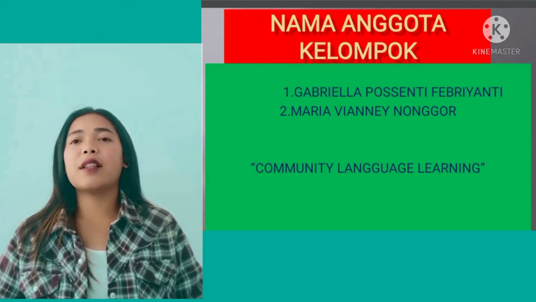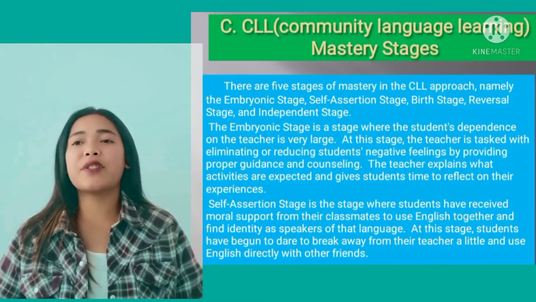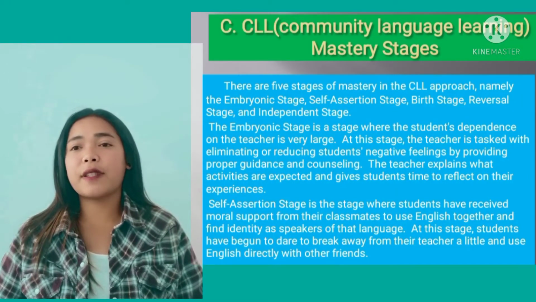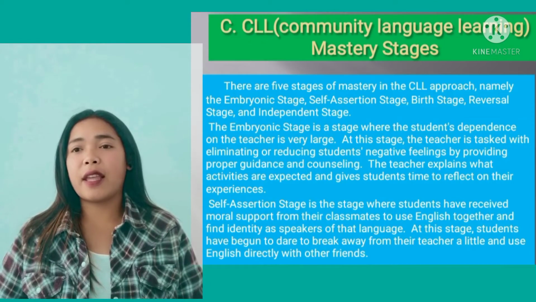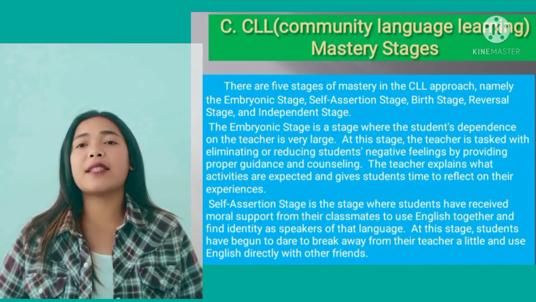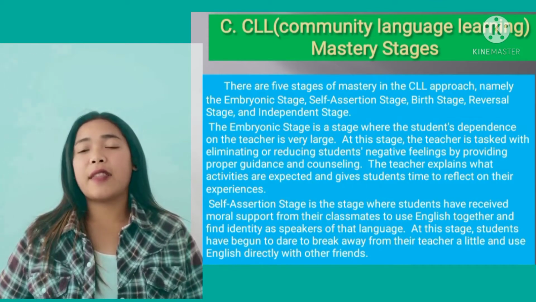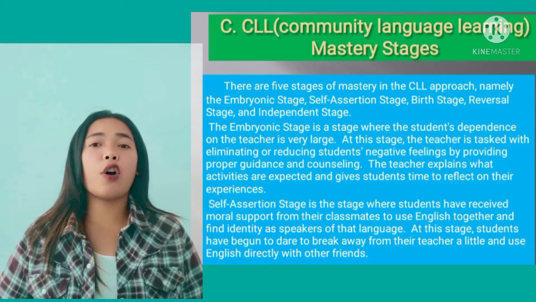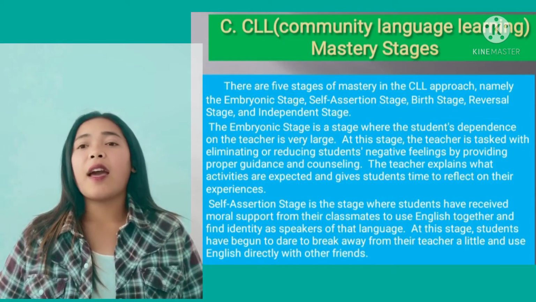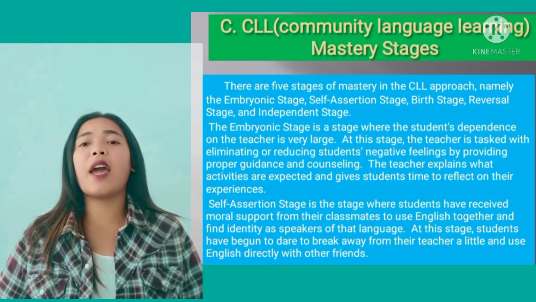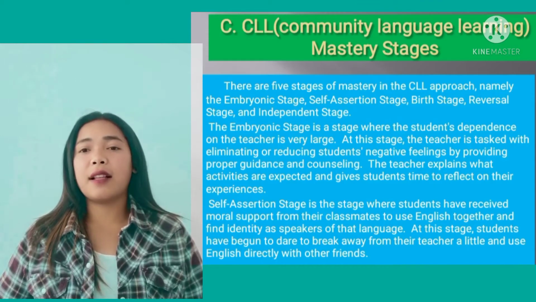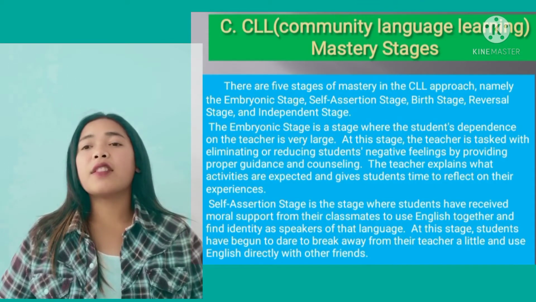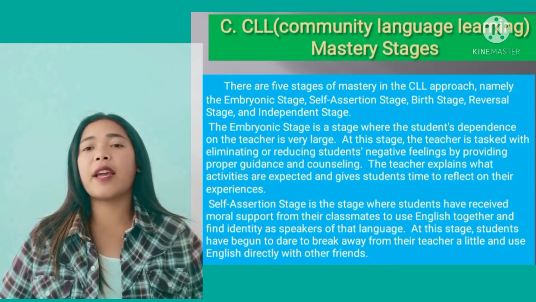Okay, first I will explain about the Community Language Learning mastery stages. There are 5 stages of mastery in the CLL approach, namely the embryonic stage, self-assertion stage, birth stage, reversal stage, and independent stage. The embryonic stage is a stage where the students' dependence on the teacher is very large. At this stage, the teacher is asked to reduce students' negative feelings by providing proper guidance and counseling. The teacher explains what activities are expected and gives students time to reflect on their experience.